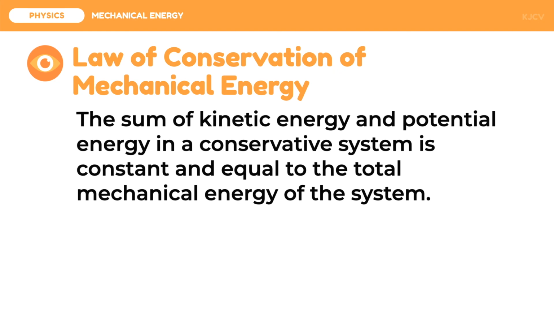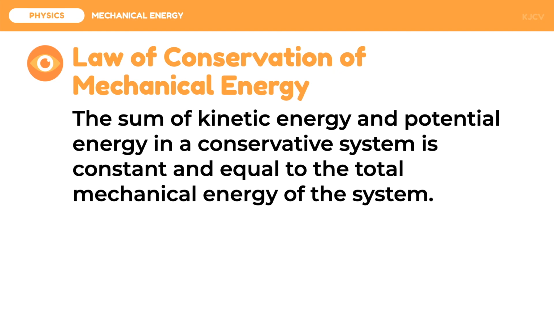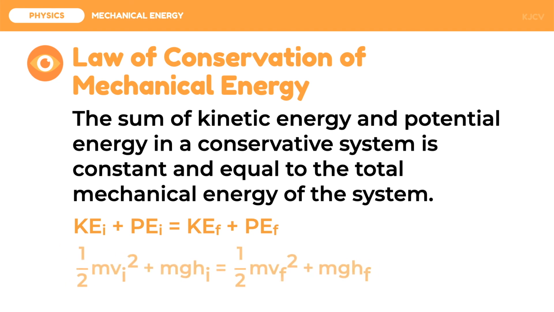The law of conservation of mechanical energy states that the sum of the kinetic and potential energy in a conservative system is constant and equal to the total mechanical energy of the system. It is denoted by the equation: initial kinetic energy plus initial potential energy is equal to the final kinetic energy plus final potential energy. Replacing the components of mechanical energy with the formulas studied, we are going to have this expanded equation.